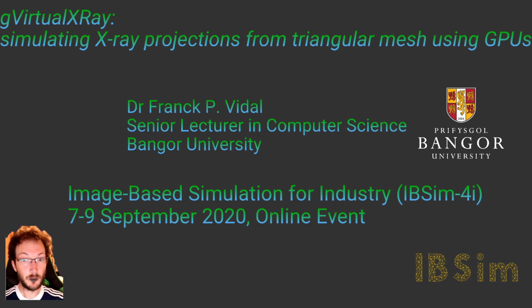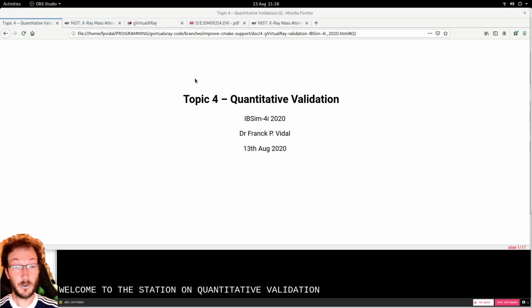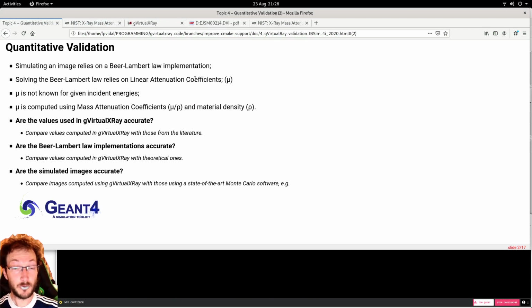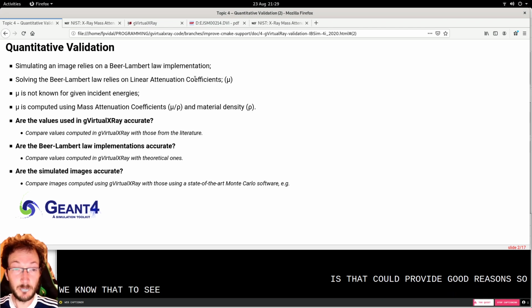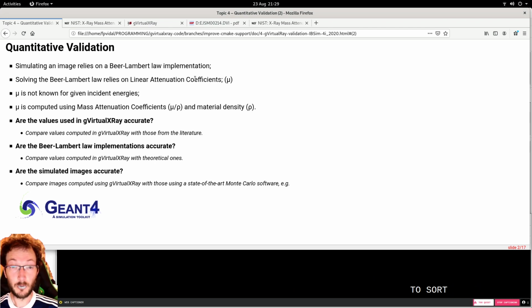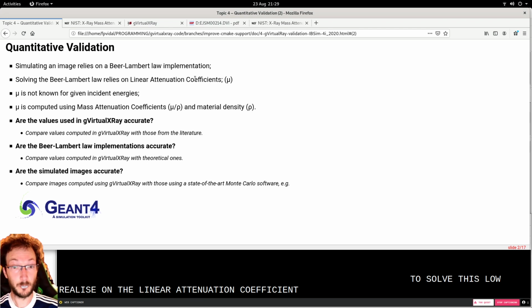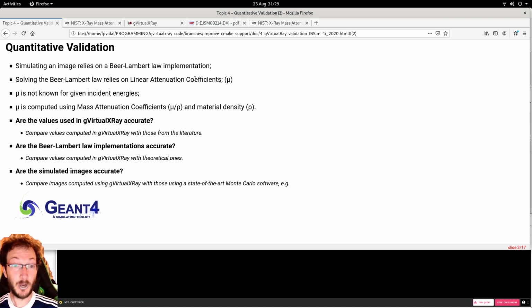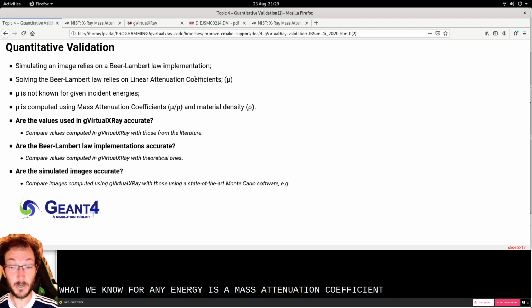Welcome to this session on quantitative validation. One of the things we have to make sure is that our code provides good results. So we know that to simulate an image relies on the Beer-Lambert law. To solve this law relies on the linear attenuation coefficient, mu. Mu is not known for any given energy. However, what we know for any energy is the mass attenuation coefficient, mu divided by rho, the material density.